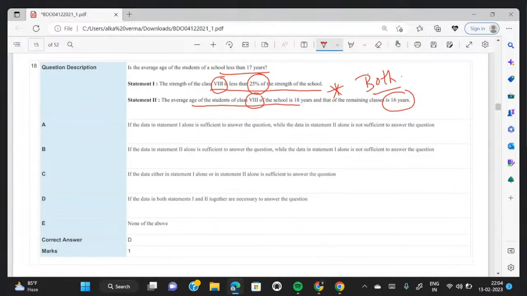Now let me jump to the answers. If the data in statement 1 alone is sufficient, no, alone is not sufficient. Data in statement 2 alone, no, it is also not sufficient. Data either in statement 1 alone or in 2 alone, no. But if the data in both statements 1 and 2 are together, okay, so this makes that both the statements are required. So that is why statement number 1 and 2 together are required for solving the question. Okay, so this was question number 18.